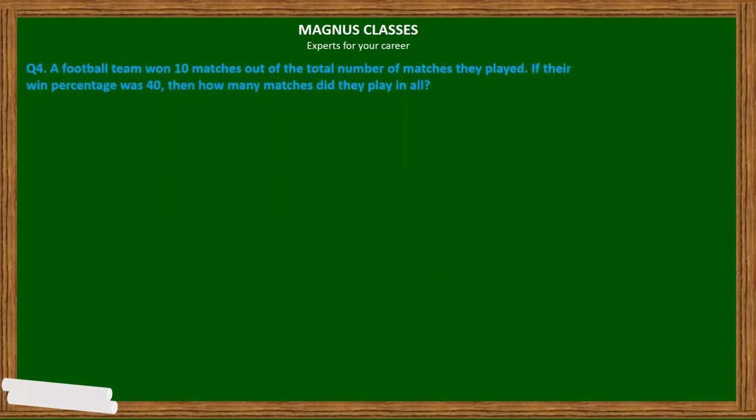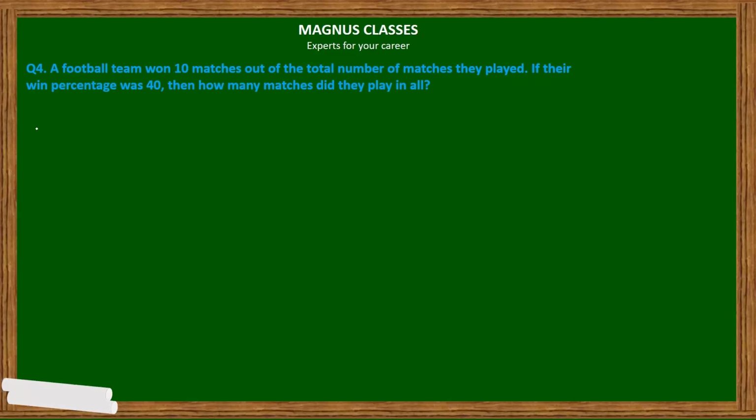Okay, let's move to question number 4. It says a football team won 10 matches out of the total number of matches they played. If their win percentage was 40, then how many matches did they play in all? Here you know how many matches they have won, and you also know their win percentage. You need to find out how many matches they played in all.